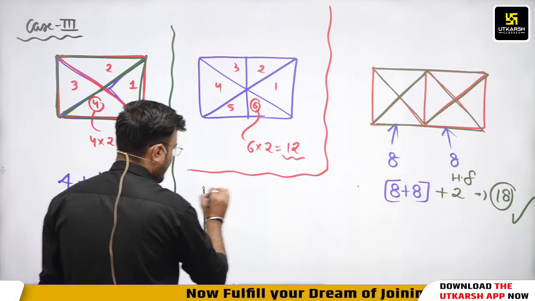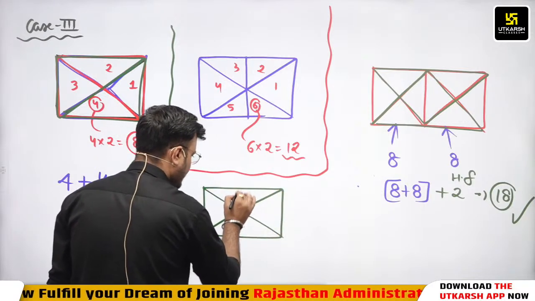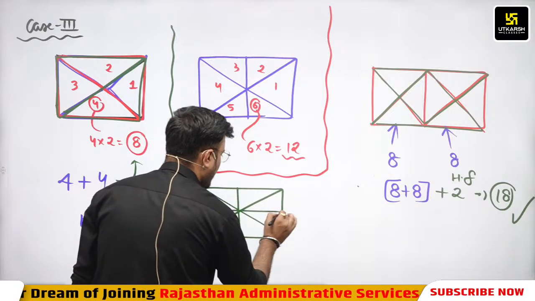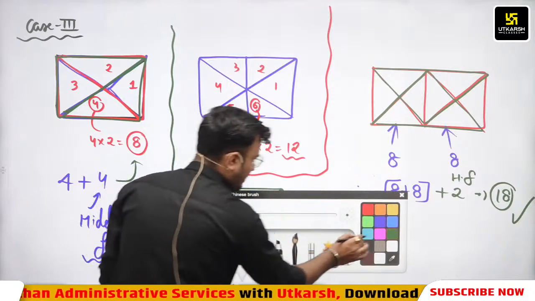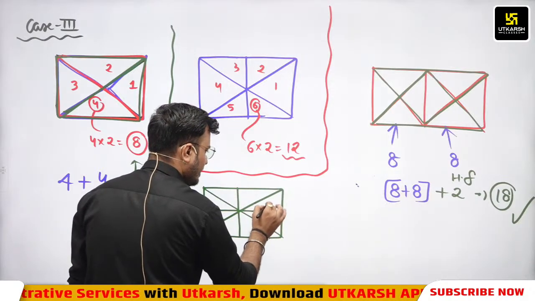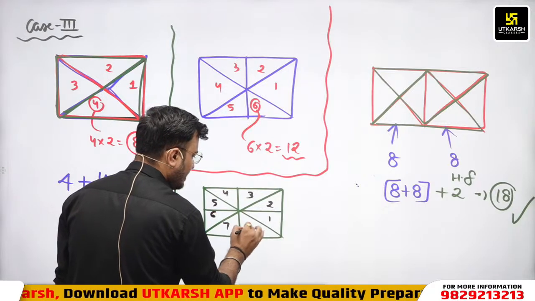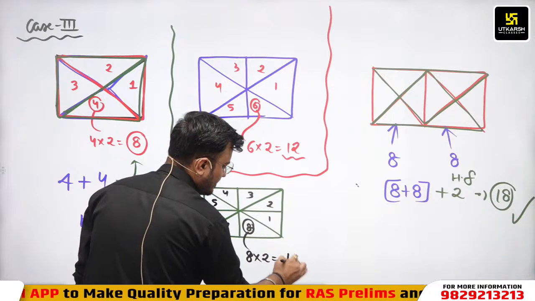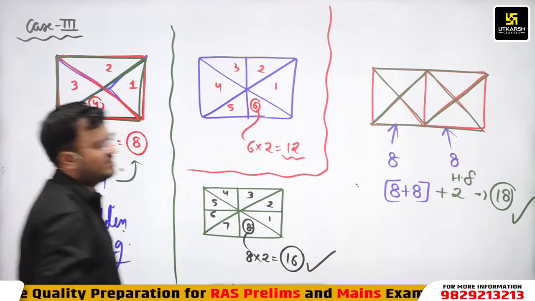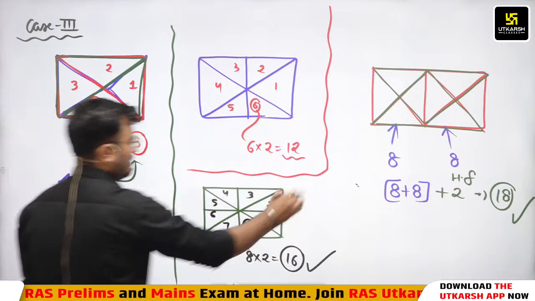in this figure, if I draw one more line here, now how many triangles are there in this figure? I can apply the same thing, starting from 1, 2, 3, 4, 5, 6, 7 and 8. The last number is 8. 2 times 8 will give you 16. So 16 triangles are there.